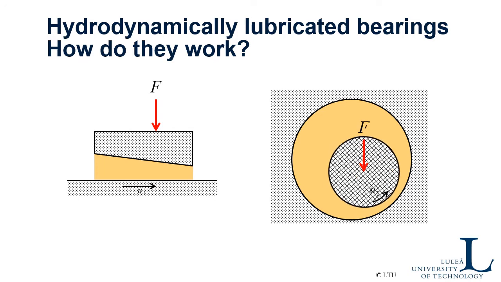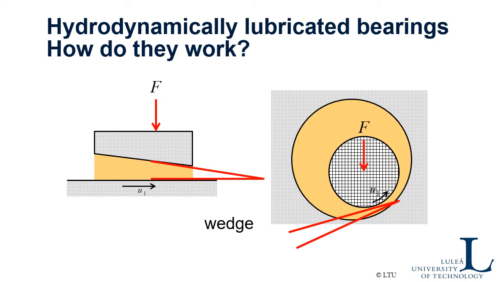So, starting with hydrodynamic lubrication then, and different bearings. These are two typical bearings we show when discussing hydrodynamic lubrication. The left one is a theoretical linear bearing, which we use to demonstrate mechanisms, while the right one is a journal bearing, which is very common in machines. Of course, in both cases you have something which we could call a wedge. So I will just try to draw that wedge here now.